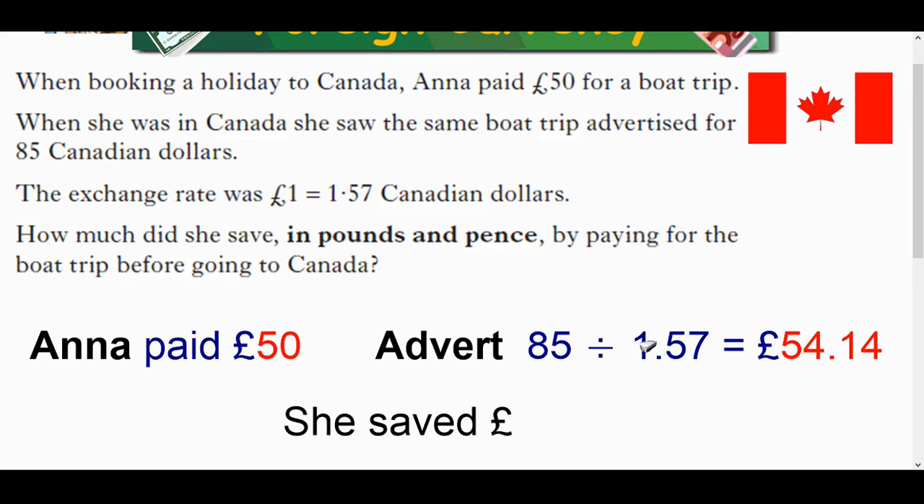Remember when you're doing these divisions, if it comes out to a big long number, round it to 2 decimal places in money. And now to answer the question is quite easy just because I've done that, because that cost £54.14 and that was £50, so she saved £4.14.